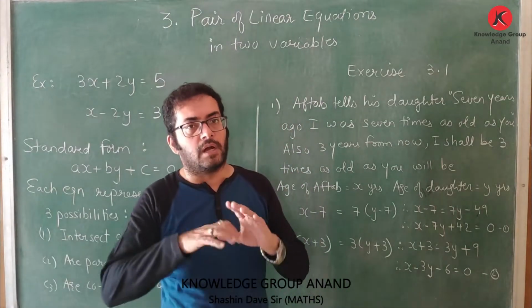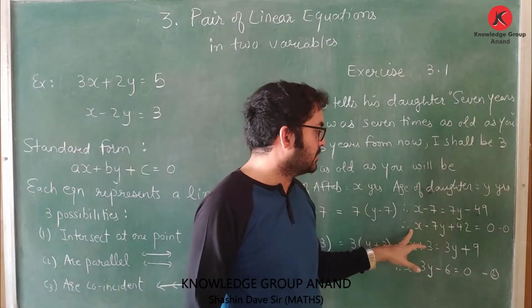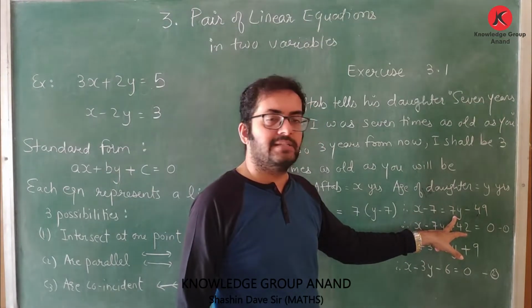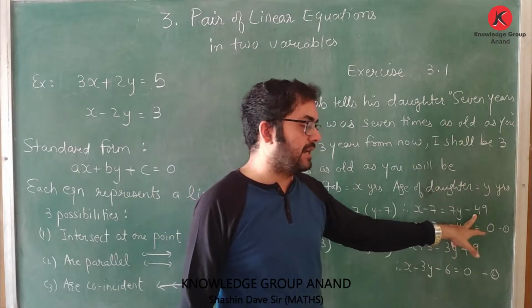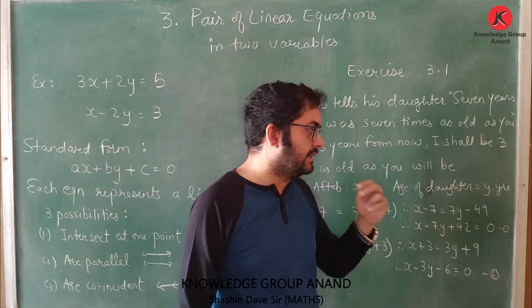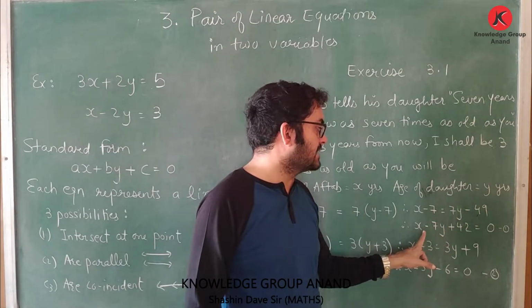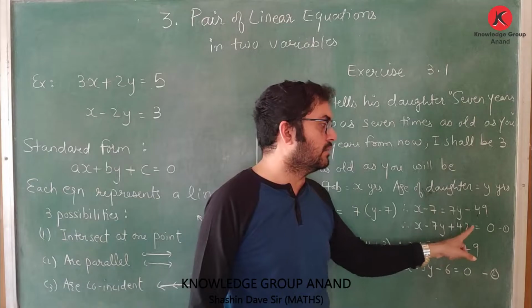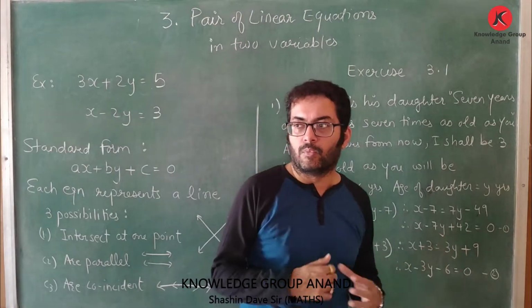Now I want to convert this equation into standard form, so everything will be taken on the left hand side. So x is on the left hand side already. When I take this 7y to the left hand side, plus 7y changes to minus 7y, and this minus 49 when it comes to the left side changes to plus 49. So plus 49 minus 7, so I have x minus 7y plus 42 is equal to 0. So this is a linear equation based on condition number 1.